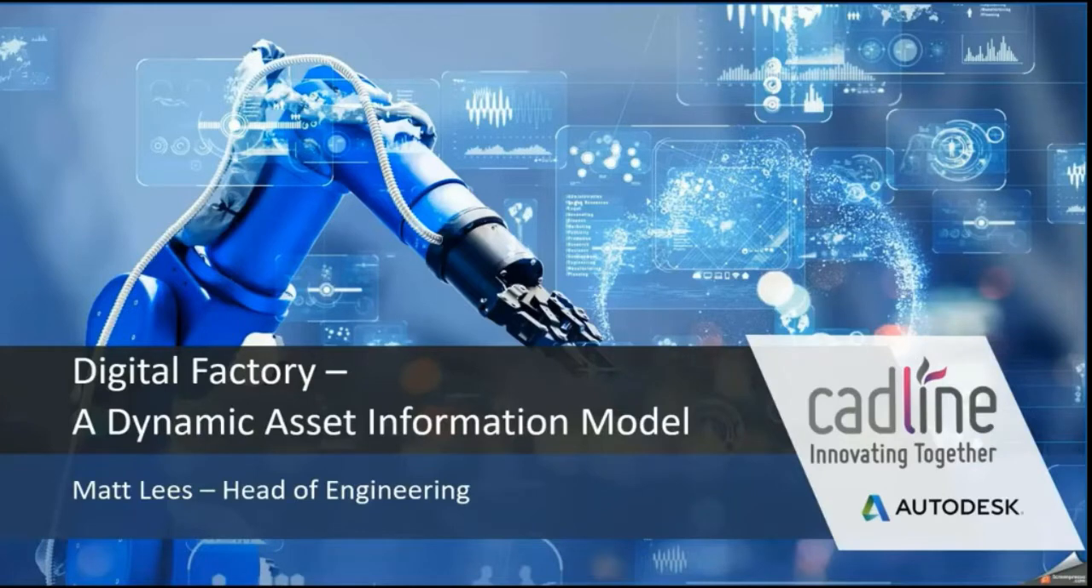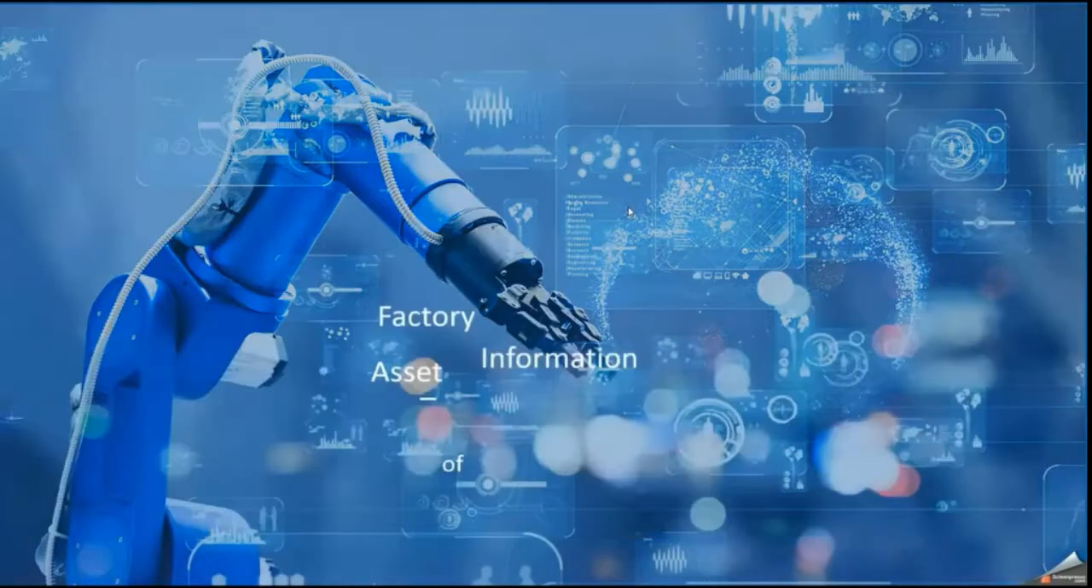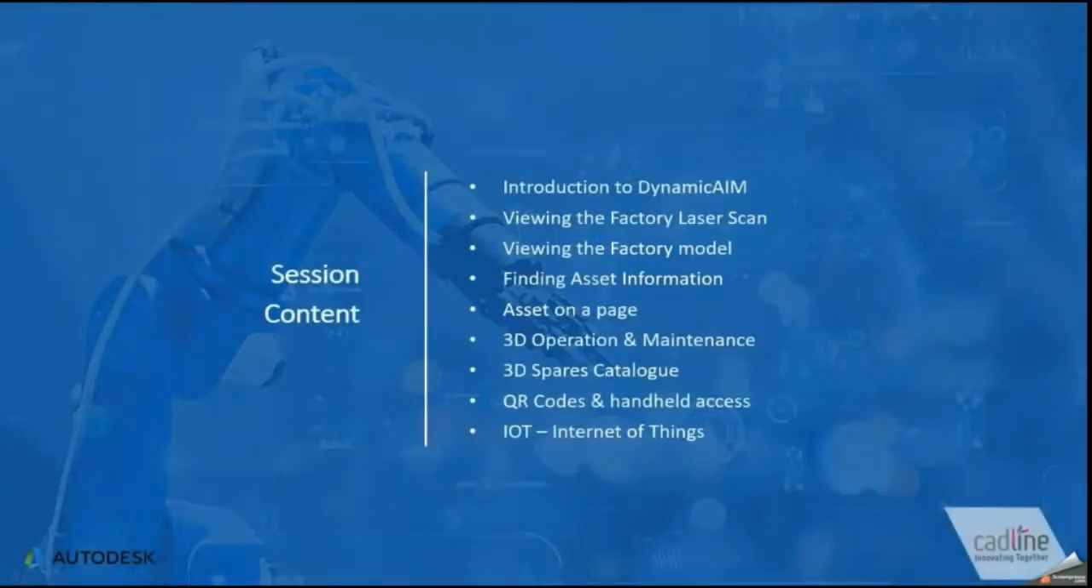Today I'm going to concentrate on how we take factory data to the next level. I'm going to start with an introduction to dynamic aim, show you how we view laser scans, view the factory model, show you how we find asset information. I'll go through asset on a page, and then we'll go through some 3D operation and maintenance, 3D spares catalogues, how we integrate QR codes and give handheld access, and then I'll finish on the Internet of Things.